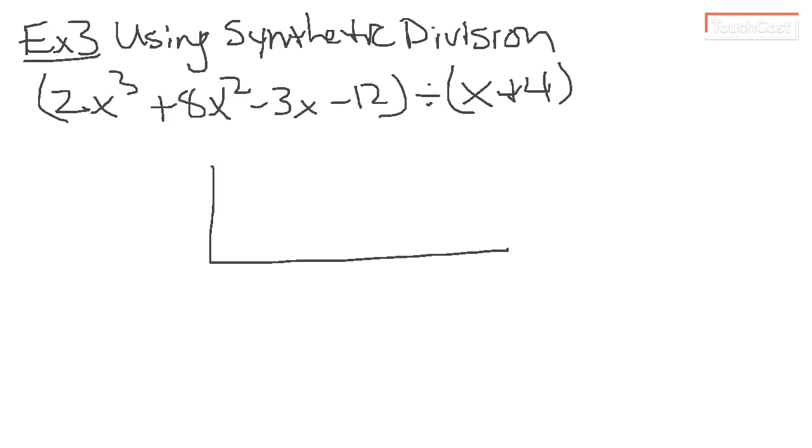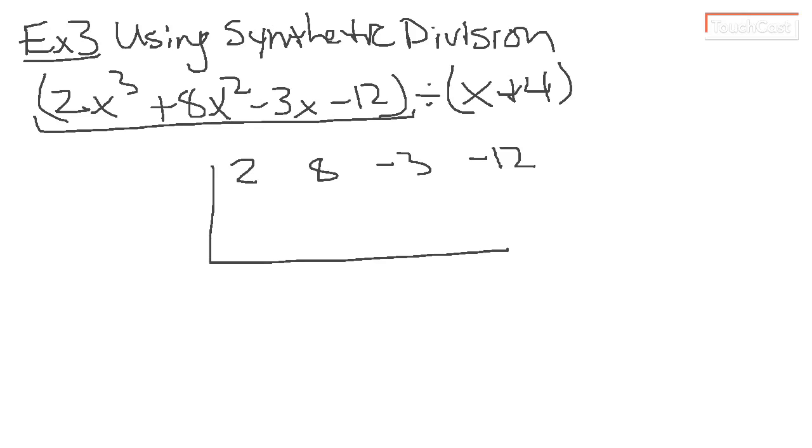And we are going to take the coefficients of the first thing in our division problem. So remember, the coefficients are the numbers in front of the variables. And then we also write the constant at the end. So we're going to just take and write 2, 8, negative 3, and negative 12.